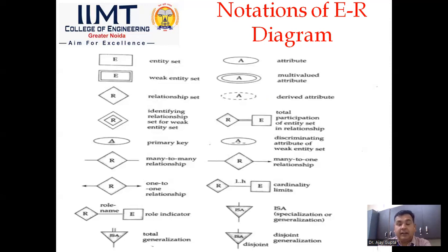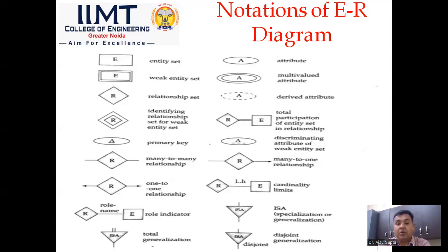Then attribute. Attribute is represented with the ellipse. Then multi-valued attribute. Multi-valued attribute is represented by double ellipse. Then derived attribute is represented by dashed ellipse. Then total participation of entity set in relationship. It is represented by a double line between relationship set and entity set.